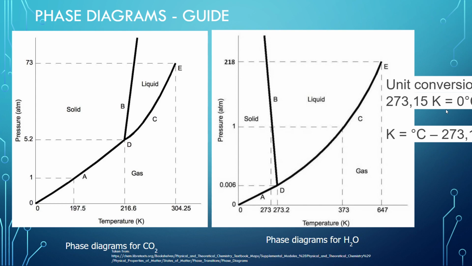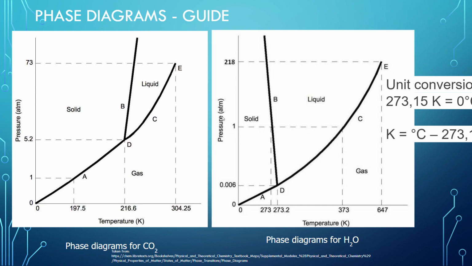If you had 373.15 degrees Kelvin, it would be 100 degrees Celsius. So you have that into account for your guide. And here we have the pressure in atmospheres. 1 atmosphere would be the pressure at sea level. In this case, we can go below to 0.06 and up to 218 atmospheres.